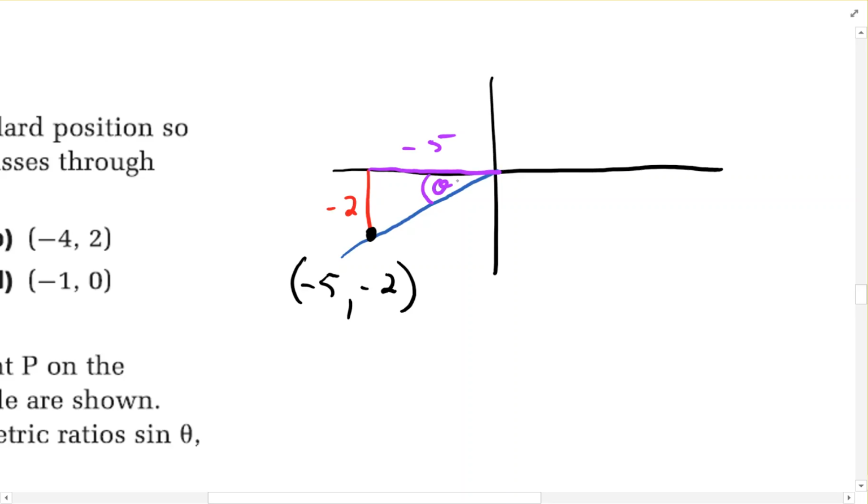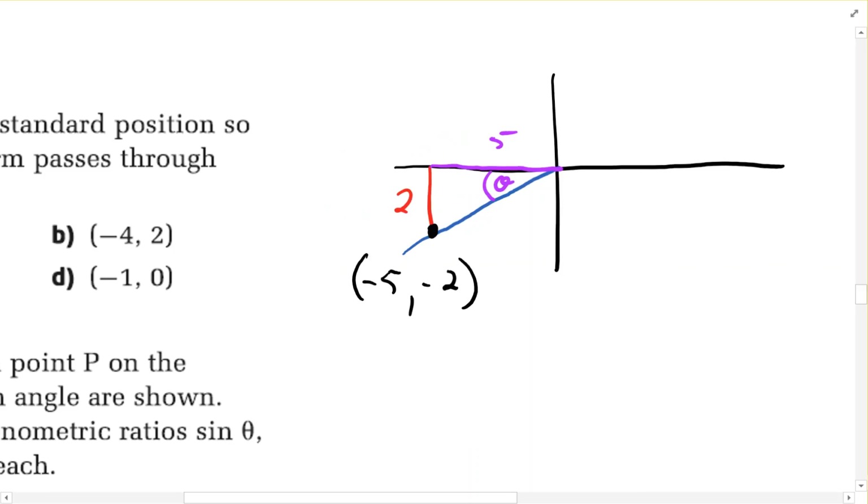And for the most part, actually, we don't even really need these negative symbols anymore, right? Because the fact that they are going to the left and going down, that's all we really need. So you can drop those when you draw your picture like this. It's going to be 5 to the left and 2 down is what the most important part is.